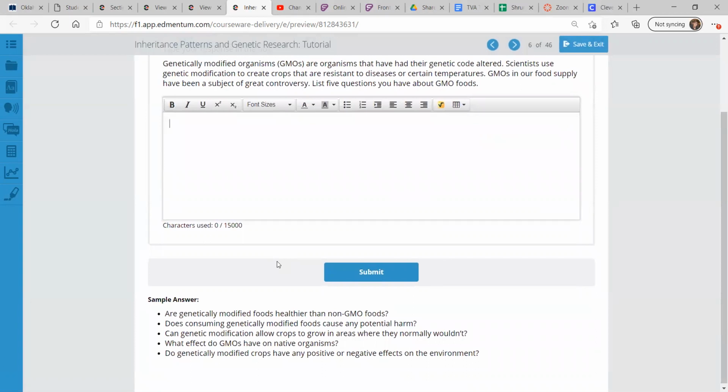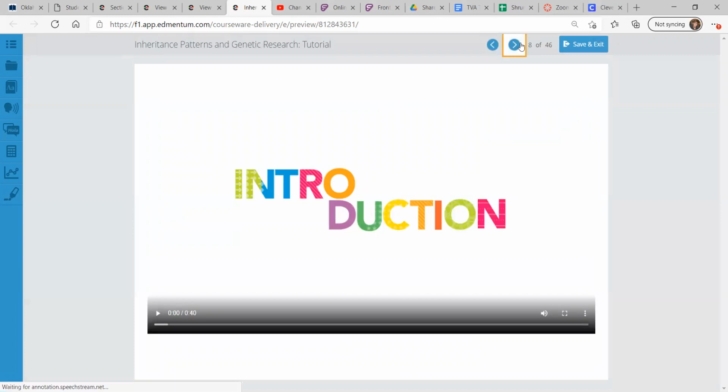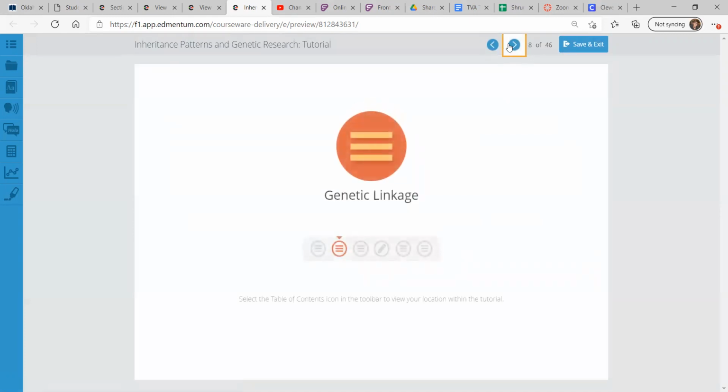Are genetically modified foods healthier than non-GMO foods? Does consuming GMO foods cause any potential harm? Can genetic modification allow crops to grow in areas where they normally wouldn't? What effects do GMOs have on native organisms? Do genetically modified crops have any positive or negative effects on the environment? All very good questions. Let's get into it.